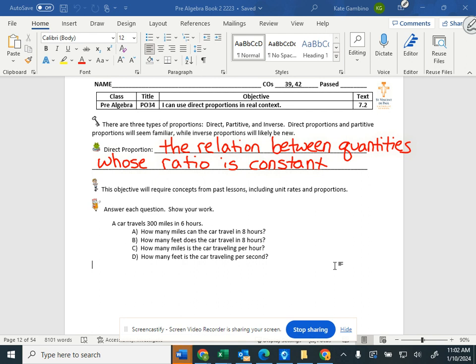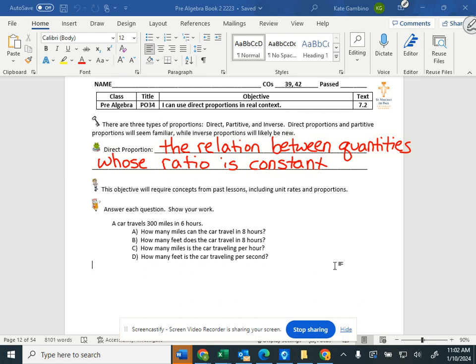So this objective is going to require concepts from past lessons. Remember I said that last unit we did with proportions coming back. And it's going to include the unit rates and proportions. Usually we don't start off right away with the power objective. It usually starts off a little bit easier, but because we're building on the last unit, we're going right into the power objective because we're using our previous knowledge. So this is how we're going to use that direct proportion.